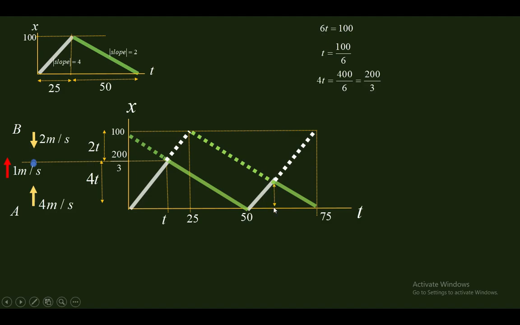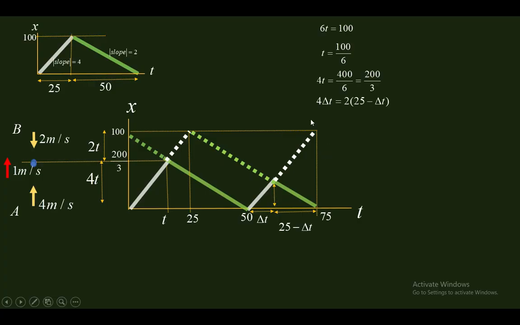Let this height be written in two ways. If this time difference is delta t, this height can be written as 4 times delta t using the slope of this white line. And since the differences are 25, 50 and 75, the difference is 25. If this time difference is delta t, the remaining time difference will be 25 minus delta t. So again, this height can be written as 2 times this base, because this green line has a slope 2. So this height can be written in two ways.